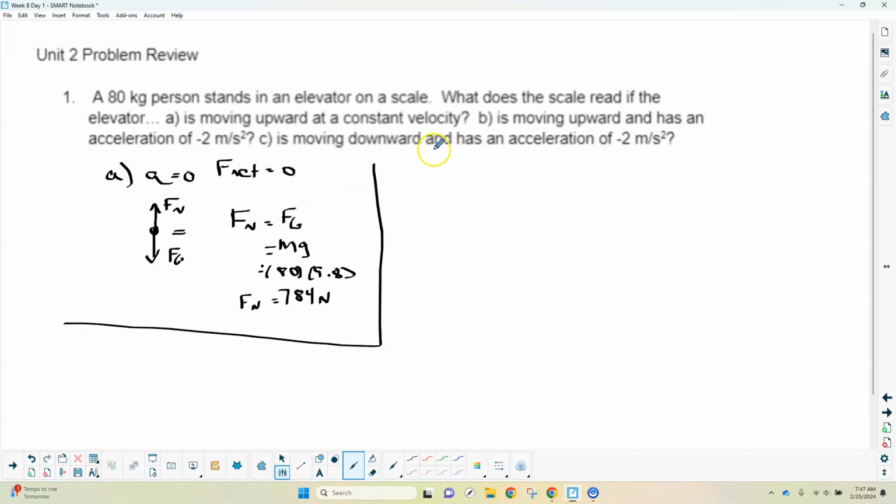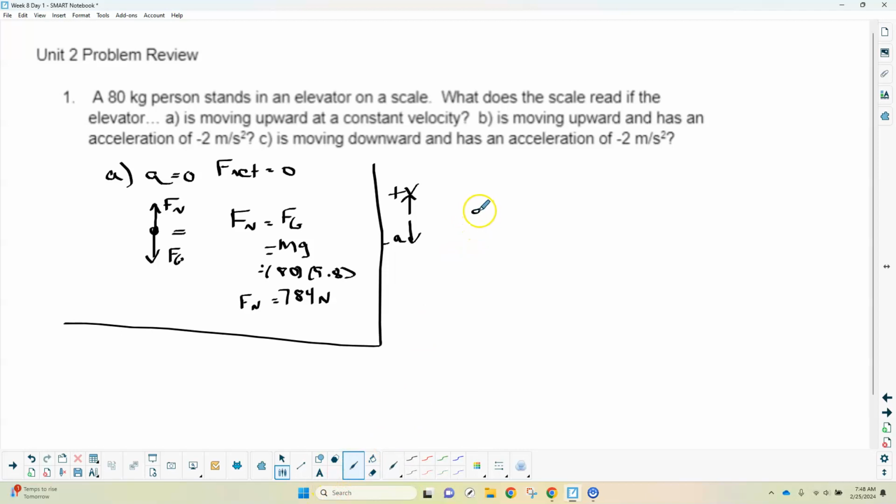In part B, it says the elevator is now moving upward, but it has an acceleration of -2 meters per second squared. So the elevator is moving up, so it has a positive velocity, and it has a negative acceleration. From that scenario, we've covered those before. Those two kinematics vectors are going opposite directions. When they go opposite directions, the elevator should be slowing down. So it's moving up and slowing down.